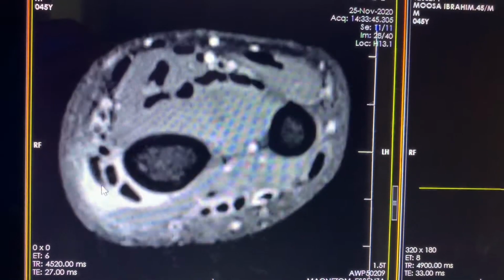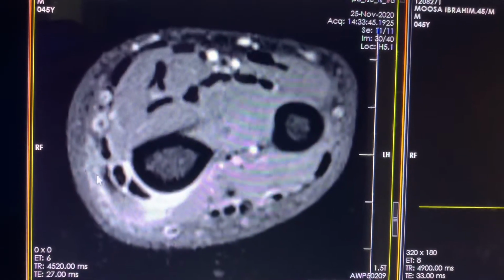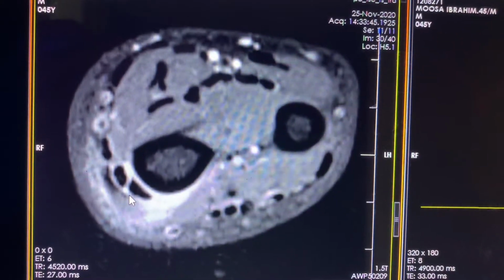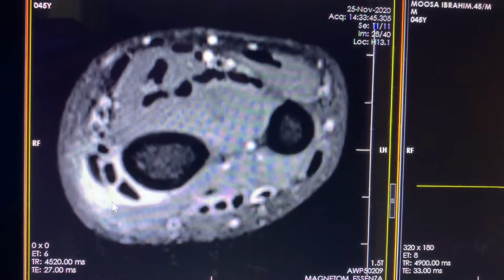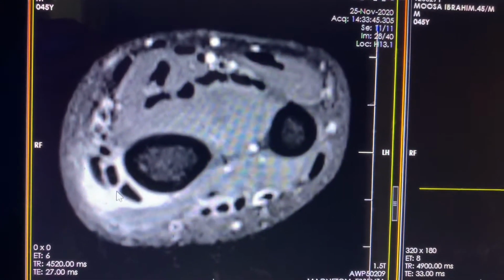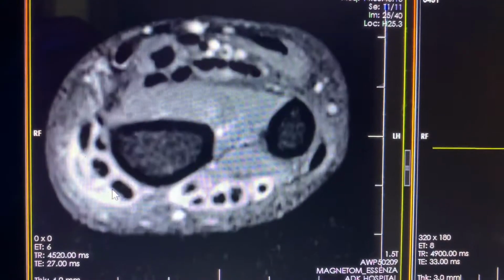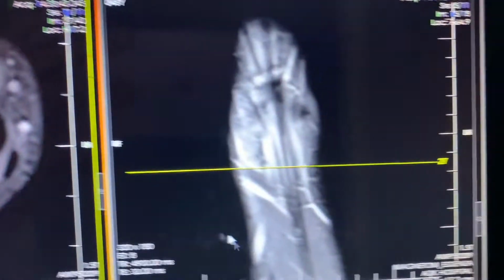So this point of crossing over, you can appreciate that at this point of crossing over or intersection, there's a significant amount of soft tissue edema and effusion at the point of crossing over. What is this called? This entity is known as, let's look at the coronal image, the corresponding coronal image.